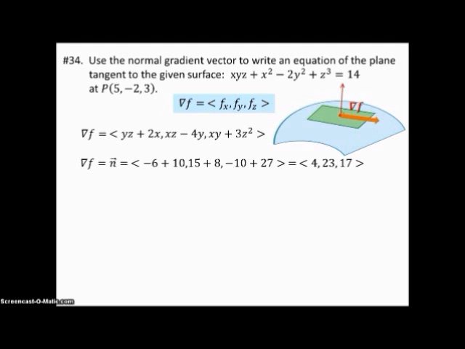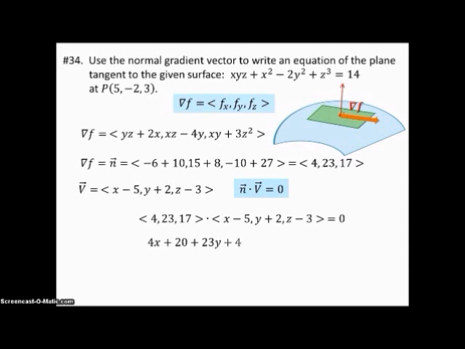And then if we want a generic vector on the surface of the plane, it will be x minus 5, comma y plus 2, comma z minus 3, using a generic point x, y, z and the given point. So then all we have to do is dot n with v, because that will be 0 if they're perpendicular. Multiply it out and simplify.